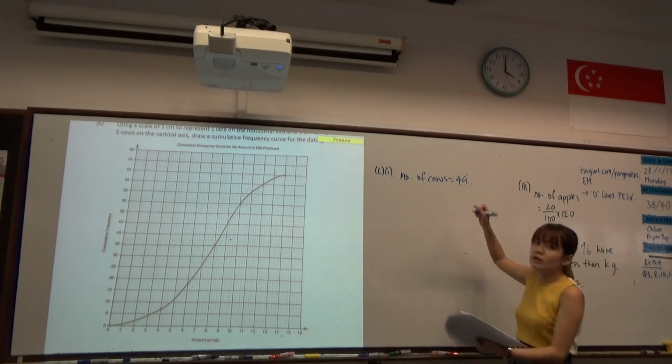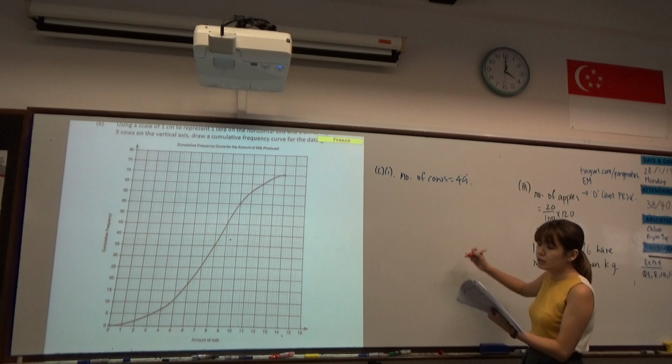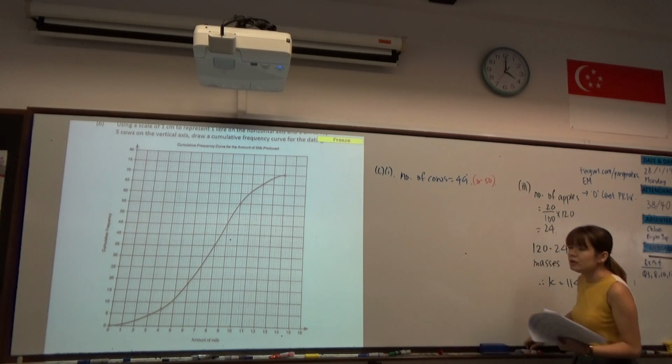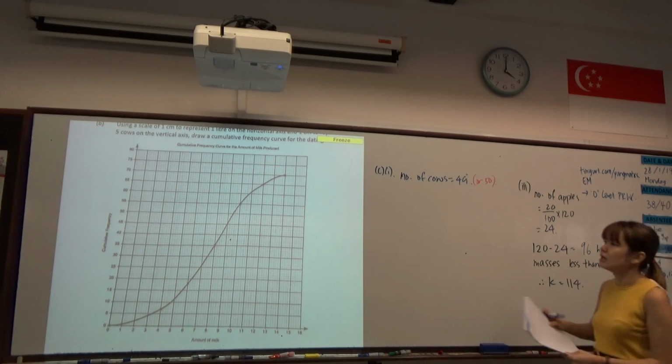Okay, so this is a situation whereby that's why the question would leave the instruction word as estimate. Both are acceptable. I think I got 49. But it's closer to the line though. It is subjected to how you see it.